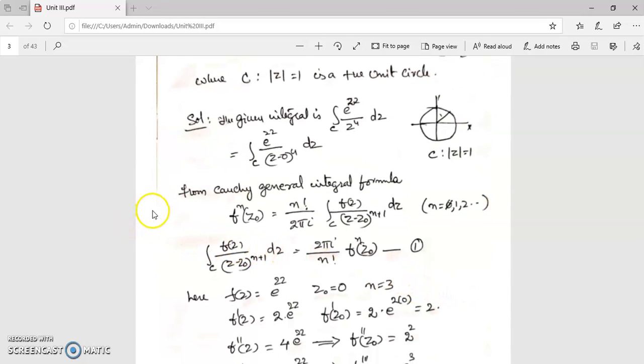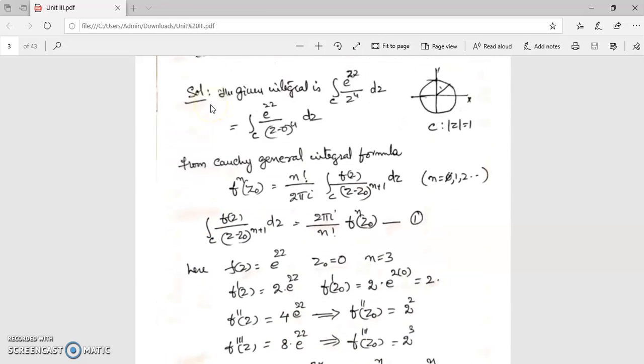We write Cauchy's general integration formula, that is, the nth differentiation of the function at z is equal to z0 is equal to factorial n by 2 pi i into the integration of f(z) by (z minus z0) power n plus 1 dz. So the integration is equal to 2 pi i into f of n at z0 by factorial n.